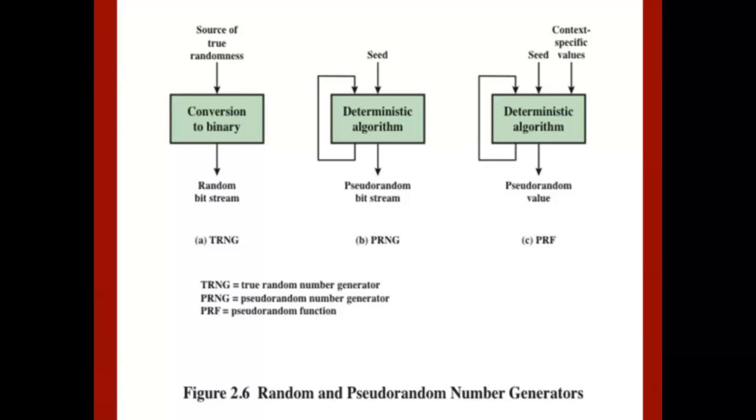Other than the number of bits produced, there is no difference between a PRNG and a PRF. The same algorithms can be used in both applications. Both require a seed and both must exhibit randomness and unpredictability. Furthermore, a PRNG application may also employ context-specific input.